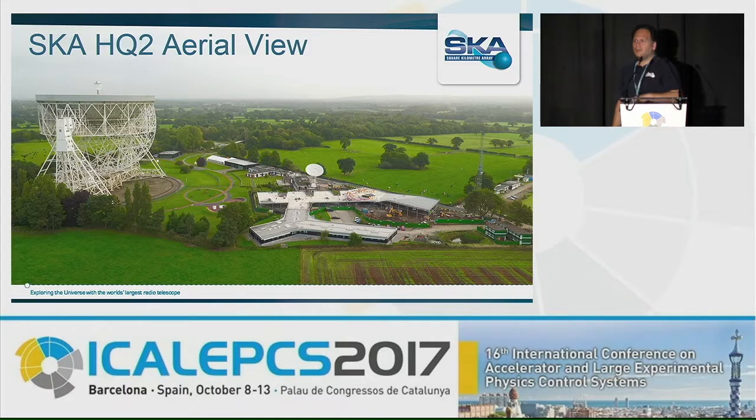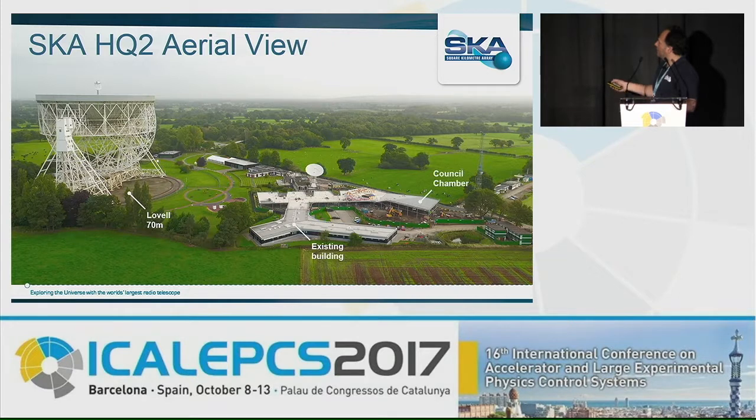We are also improving our headquarters. This is the existing, and this is for a scale, the Lovell telescope, which is a 70-meter dish across. This is the existing building. You can see that it finishes here. And we are building an increased area where the key feature will be the council chamber, which will be able to hold up to 160 people. And the idea with this building is to try to create a nexus for real astronomy.